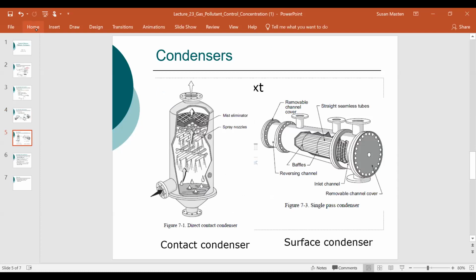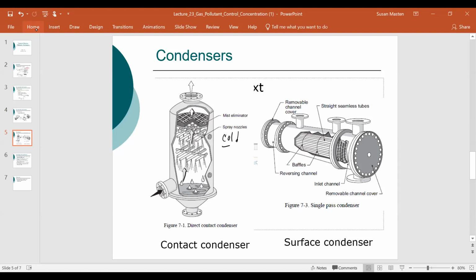Condensers come in basically two different types. A contact condenser, and you can think about this essentially as the spray tower that we've talked about. In this case, the water that's sprayed, so we've got the sprays and nozzles, and what we're doing is spraying very cold water onto the gas stream. What we're attempting to do is to condense that material. So it essentially ends up in the aqueous stream.